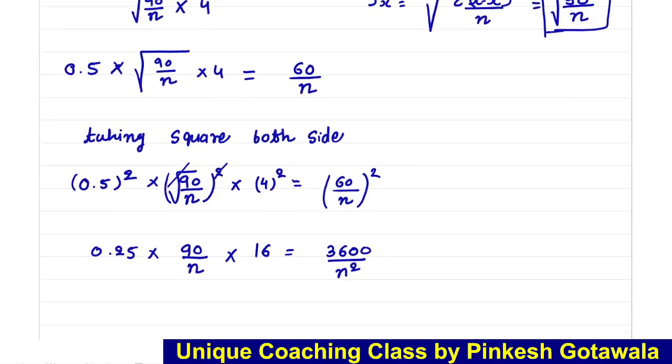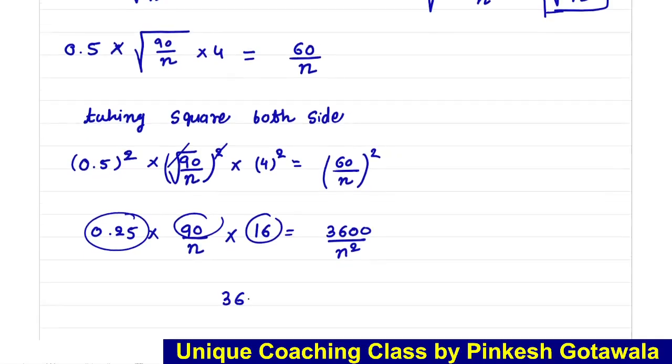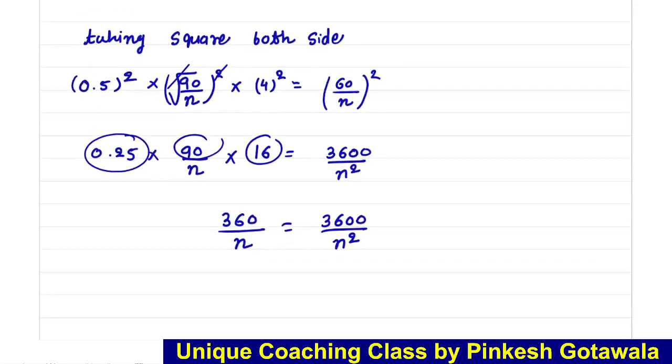Okay, now we can easily multiply here 0.25 into 90 into 60. So you will get 360 divided by n, and this side 3600 divided by n square. Now what do we do next? Very simple. We want to find n. So just put n on one side and the numbers on the other side.